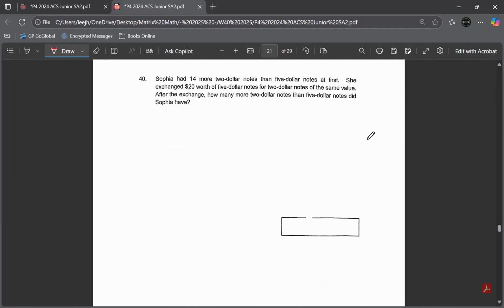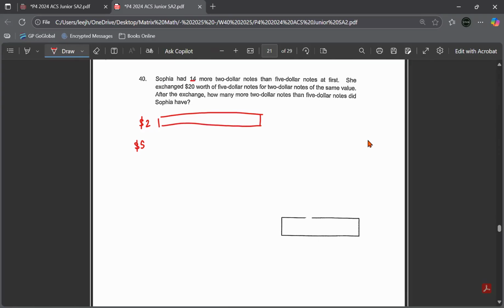So first things first, we know that Sophia had 14 more $2 than $5 notes. We're looking at the number of notes. So this is $2, $5. But she got 14 more $2 notes. So the model for $2 is longer than the $5 with 14 pieces.